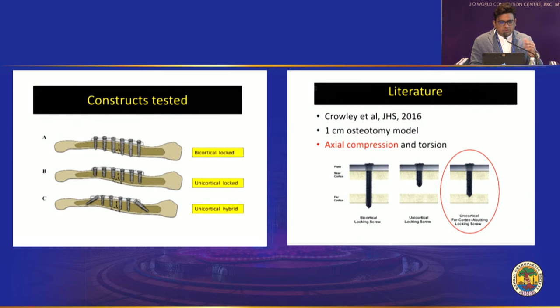Initially we tried to use bicortical fixations. Now we have changed to unicortical locking screws or hybrid fixations, where you use some locking screws which are unicortical, and the last screw is an oblique screw which engages both the cortices and gives a good fixation and neutralizes the torsion forces also. But the unicortical screw should be deep enough to get the second cortex purchase, and should not perforate the second cortex.